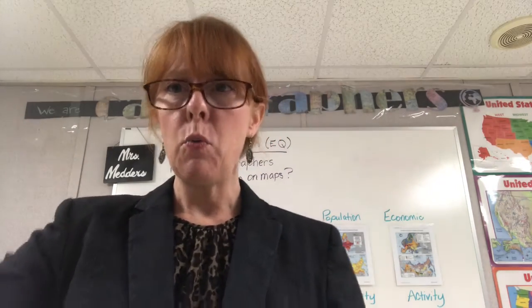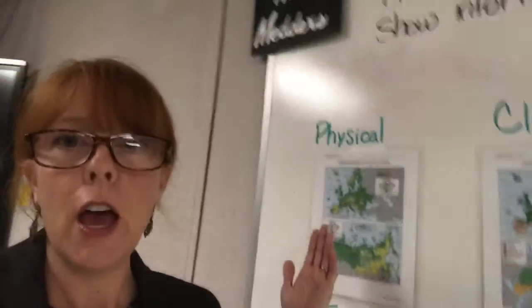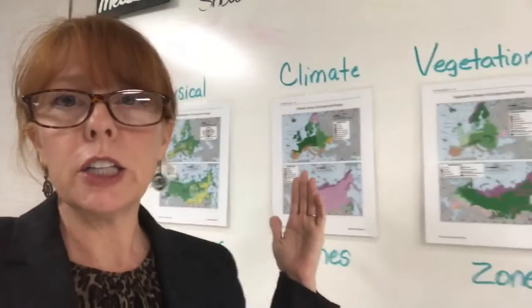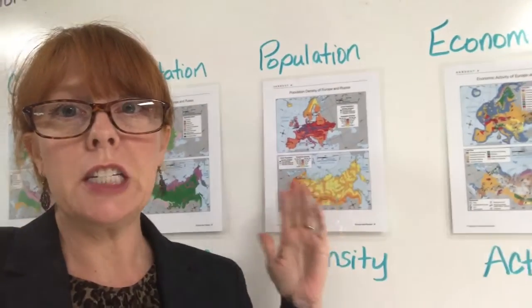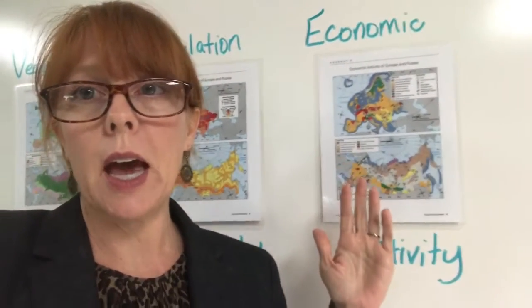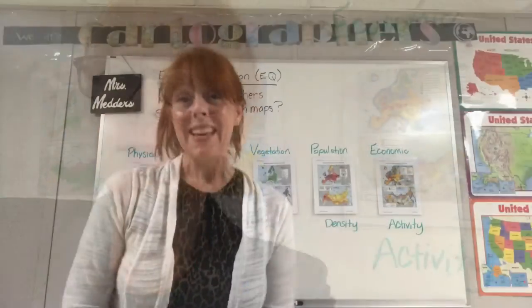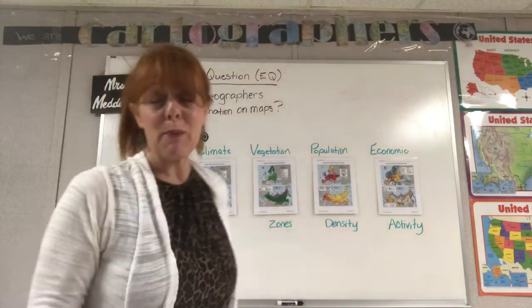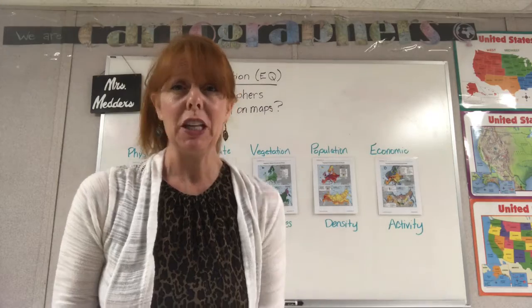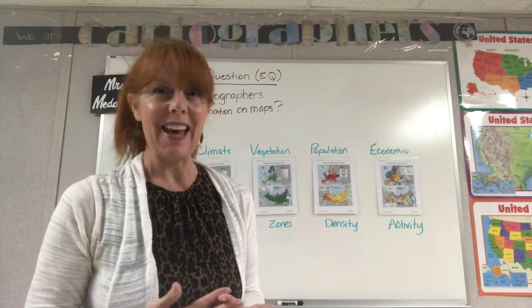I hope that you understand the game. Just to make sure, I wanted you to see these are the maps that you're going to be using today. You have a physical features map, a climate zone map, a vegetation map, a population density map, and an economic activity map. Do you understand what all of these maps represent? Yes, Mrs. Metters, I do. The physical features map shows me the land areas of a particular region, like mountains or lakes and rivers.